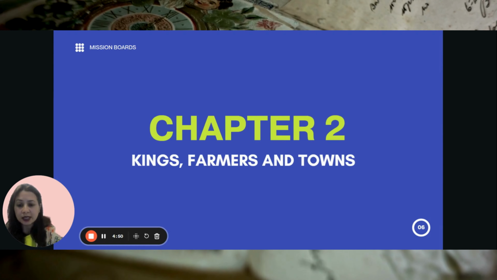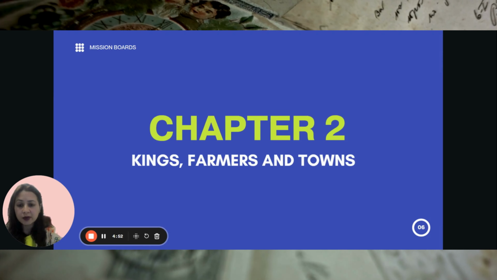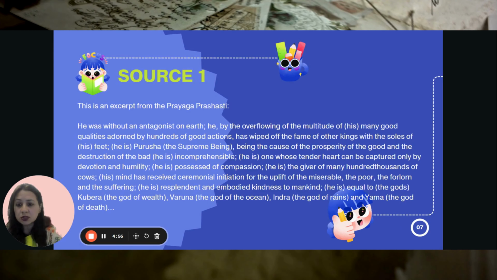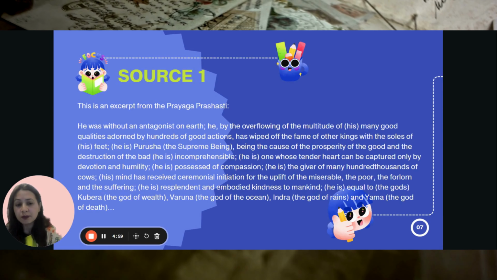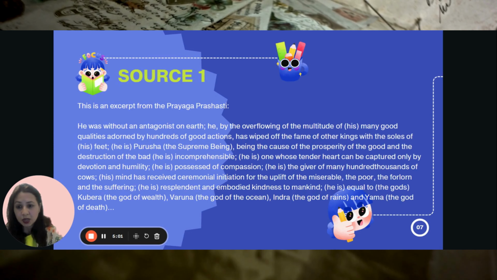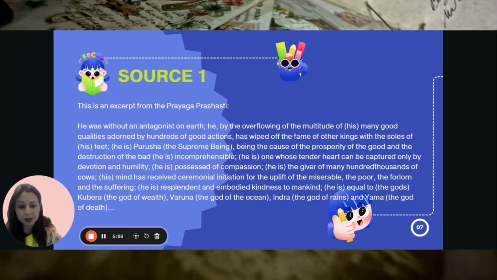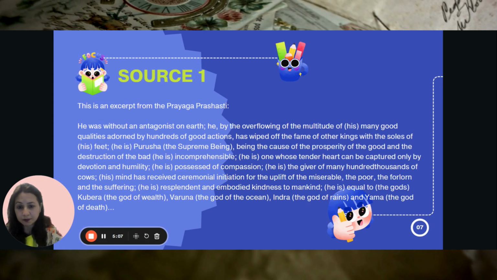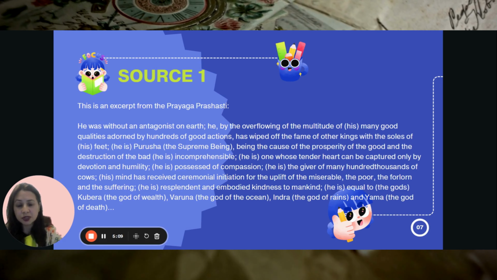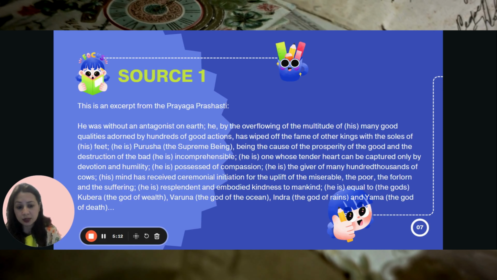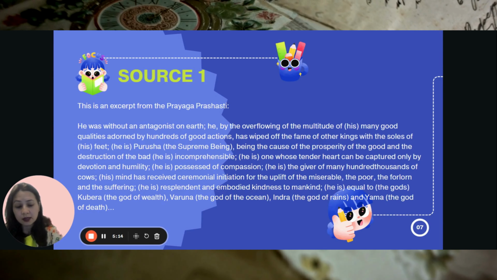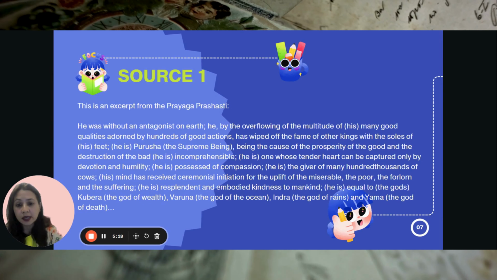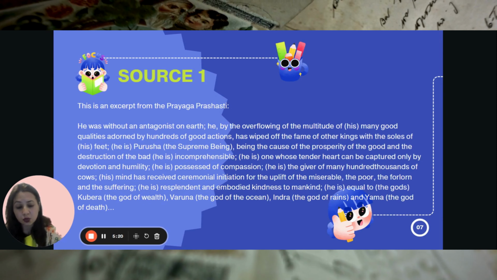Coming on to the second chapter, that is Kings, Farmers, and Towns, where we have read about the Mahajanapadas and Magadha being the most important and powerful Mahajanapada of that time. So this is an excerpt from the Prayag Prashasti. Prayag is Allahabad, which is in Uttar Pradesh. This Prayag Prashasti was inscribed on a pillar, the pillar which was constructed by the king, great Ashoka.